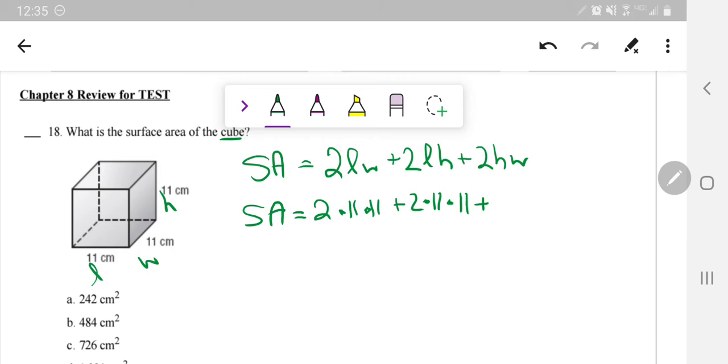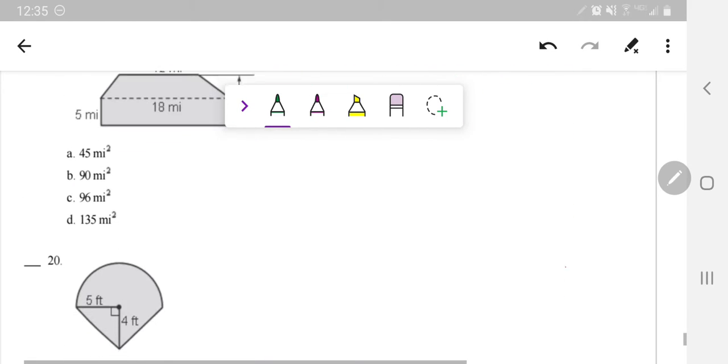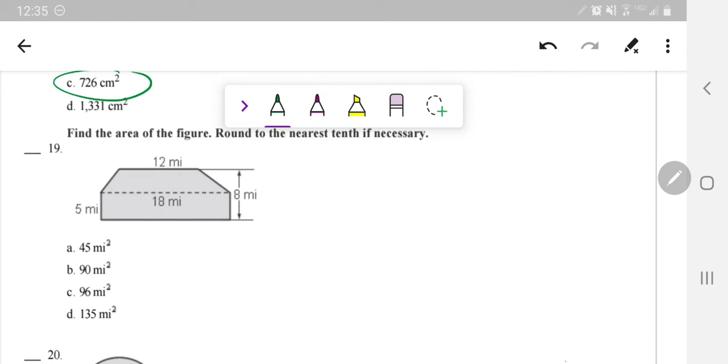There it is. And each of these comes to 242 plus 242 plus 242. And that gives me a surface area total of 726. And we're going to do centimeters squared. Pumping these out. All right, so now we have area of these composite figures. So first we have to cut that into 2 separate shapes. I have a trapezoid and I have a rectangle.